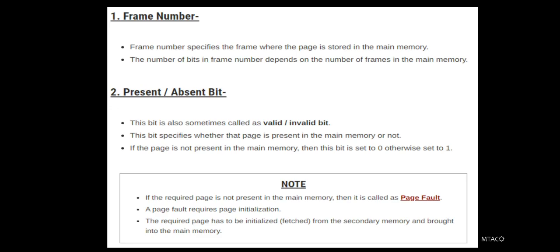So if your required page is not present in your main memory, it can be initialized from the secondary memory, and then brought into your main memory. That is the present or absent bit.